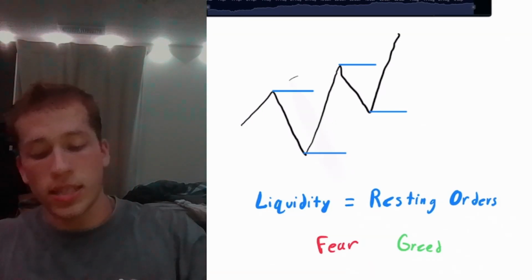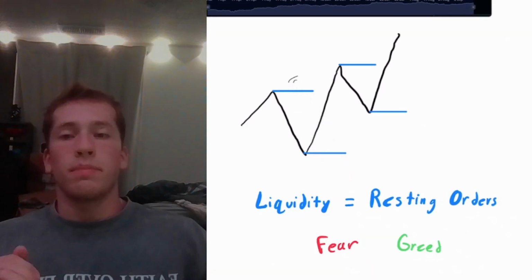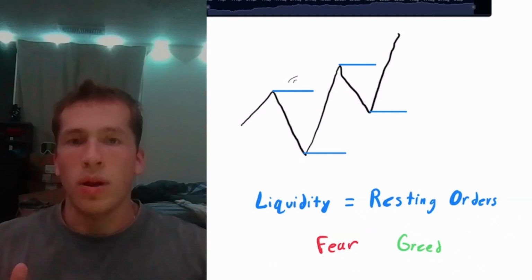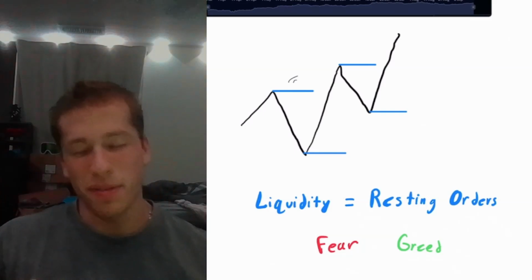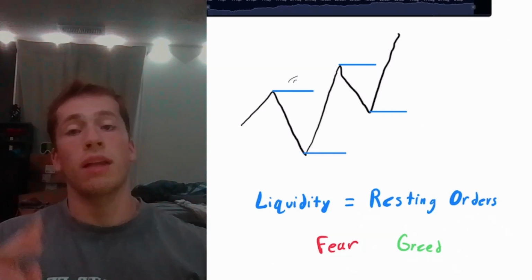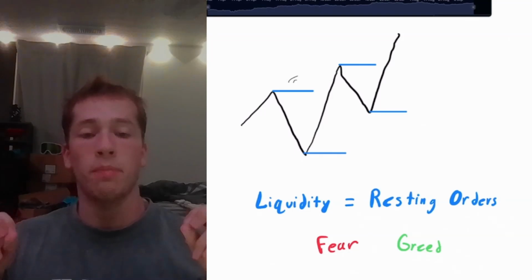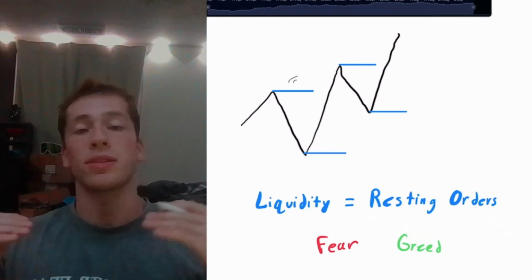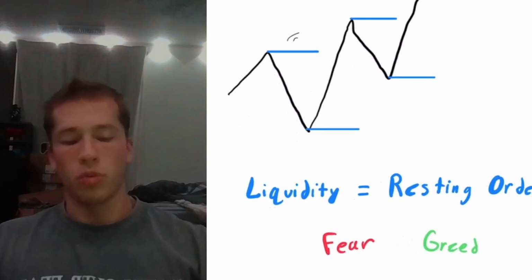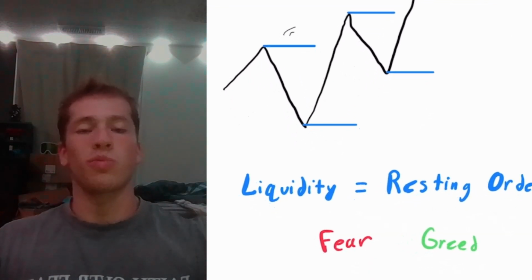But when we break one of these top blue lines, people get greedy. They get fear of missing out, and all these people are waiting to buy if it gets above there because there's no way it's going to get above there. We need to buy now, and there's a lot of liquidity, a lot of resting orders at that price point because they're like, oh shoot, we're going up, we need to buy now, and that becomes a liquidity pool as well. So really at its base, liquidity is just resting orders.